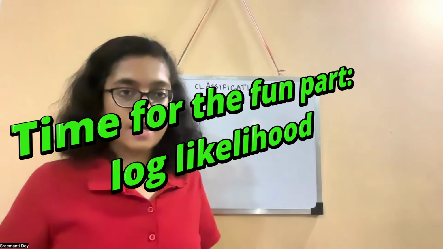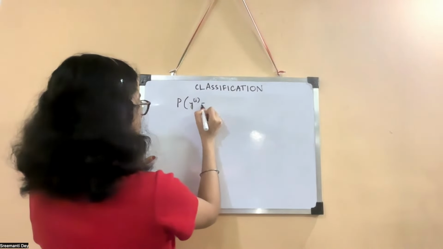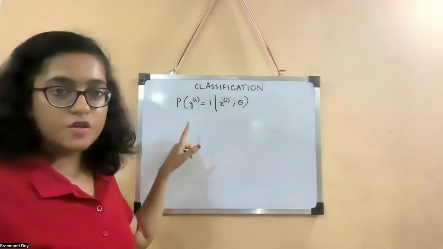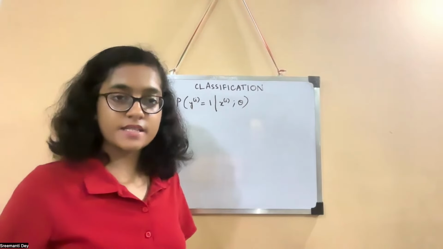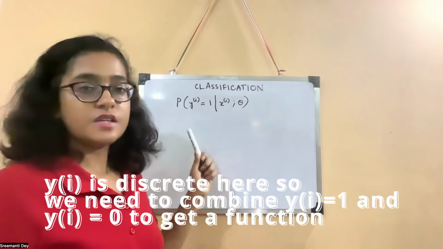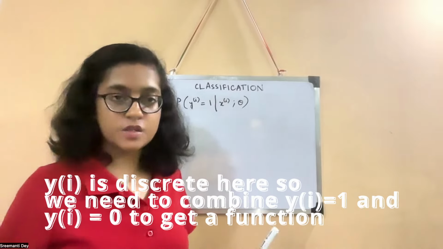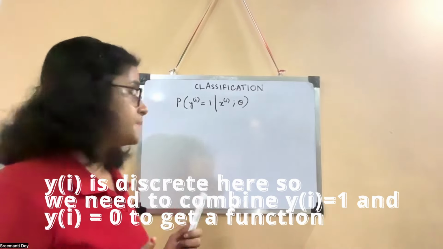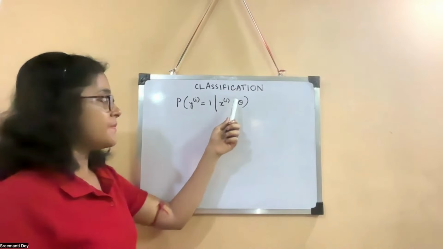Now we'll find out the log likelihood. The probability of yi equal to 1 given xi parameterized by theta. Earlier it was the probability of yi given xi parameterized by theta because yi was continuous. In the discrete case, it's a little bit different. So we'll take yi equal to 1 and yi equal to 0 and get the formula for these two. Then we'll see how to combine them together, which is very interesting as well. We'll come to that. So this is yi equal to 1 given xi parameterized by theta.